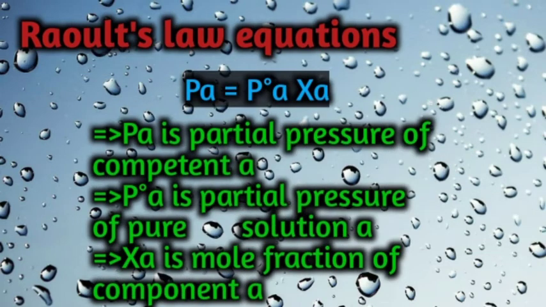Raoult's law equation is Pa equals P naught A into XA. Pa is the partial pressure of component A. P naught A is the partial pressure of pure solution A at that particular temperature and pressure. And XA is the mole fraction of component A in the solution. This equation is according to the definition which we saw just before. If you are not clear with this equation yet, after seeing Dalton's law it will be more clear.